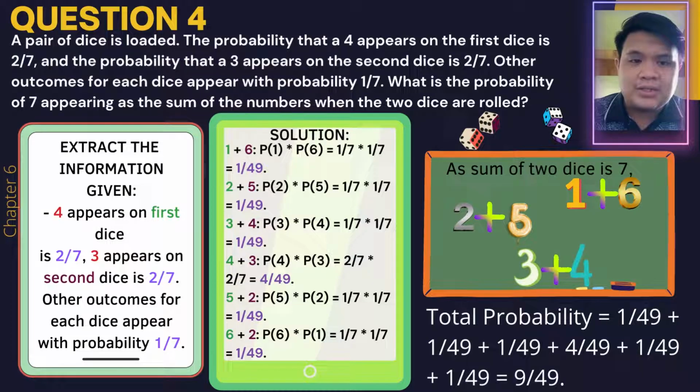But as I mentioned earlier, the probability of number 4 and 3 from the first and the second die respectively is equal to 2 per 7. So when we multiply it, we get 4 per 49. Finally, we total up all the probabilities to obtain the final answer of the probability of 7, which is equal to 9 per 49. That's all from me. Thank you.